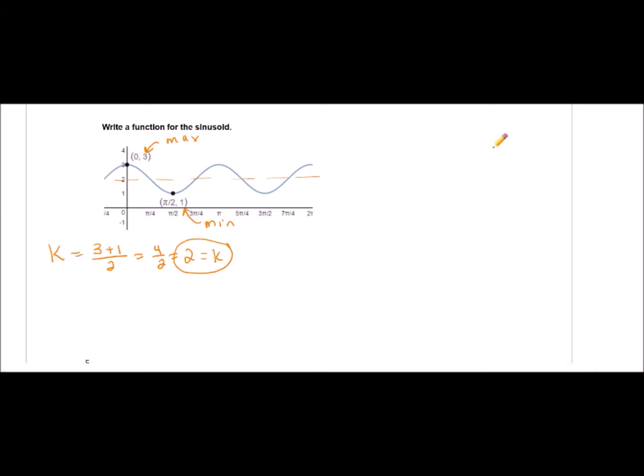Okay, let's see, is it sine or cosine? Well, here's the midline, and here's the x-axis. It is not on the midline, it's above the midline, which means it's a cosine graph. Okay, let's do the amplitude. 3 minus 1 this time. Looks like the amplitude is 1.